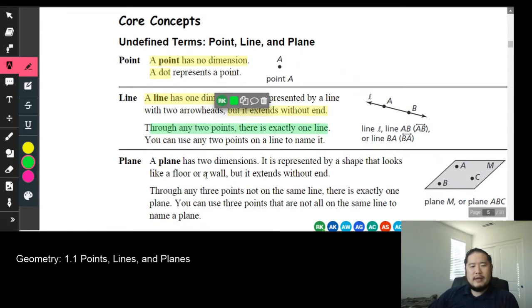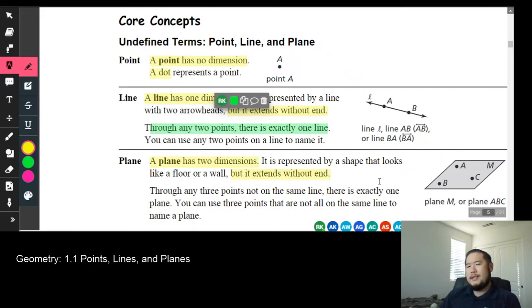Next up, we take a look at a plane. And this is not an airplane. All right, this is a plane, and we say that it has 2 dimensions. It is represented by a shape that looks like a floor or wall, but it extends without end. And so I told you guys just not too long ago, hey, think of your wall, think of your floor, your ceiling, all of those right there are your planes.